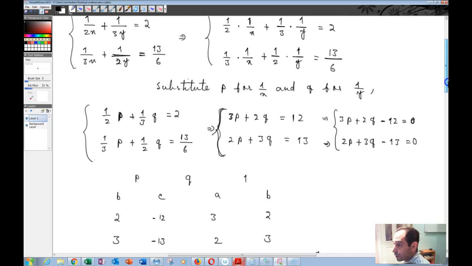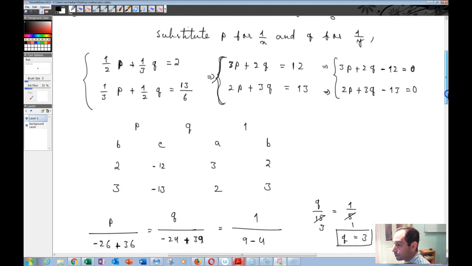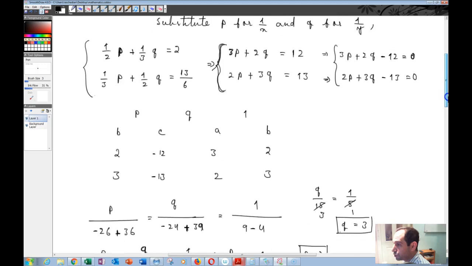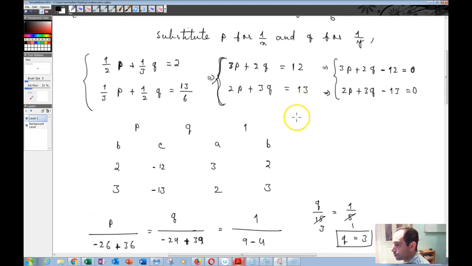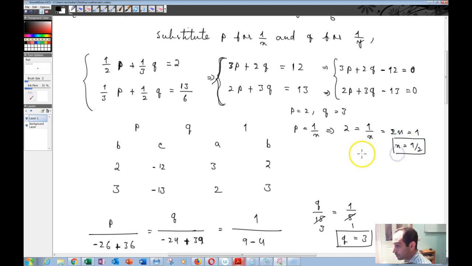But here, basically P is equal to 2 and Q is equal to 3. But here we said that P is equal to 1 by x. So that means that 2 is equal to 1 by x, so 2x is equal to 1, and x is equal to 1 by 2. That's the value of x.